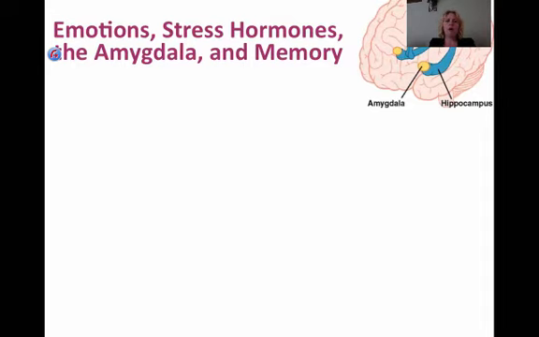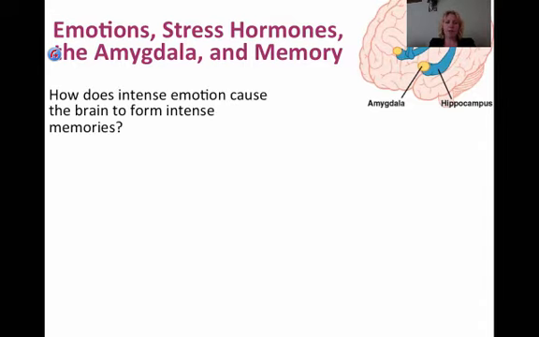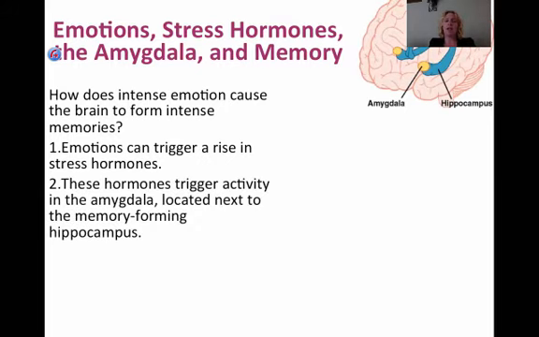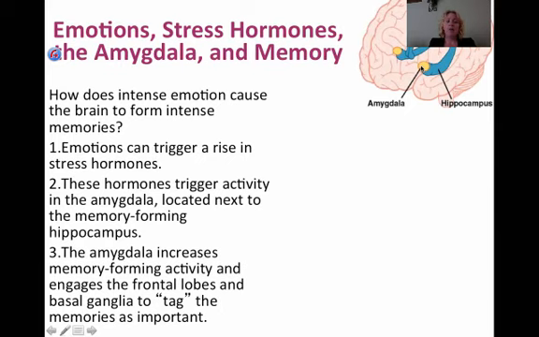Now, what about stress hormones, the amygdala, and memory? How does an intense emotion cause the brain to form intense memories? Well, emotions can trigger a rise in stress hormones. These hormones trigger activity in the amygdala, located next to the memory-forming hippocampus. So the blue is the hippocampus, the yellow is the amygdala. The amygdala increases memory-forming activity and engages the frontal lobes and basal ganglia to tag the memories as super important.